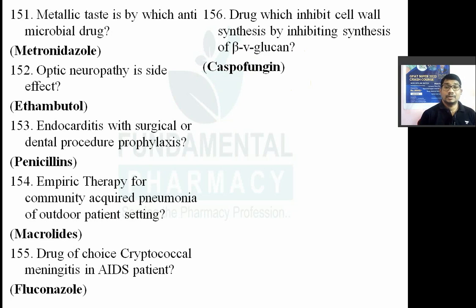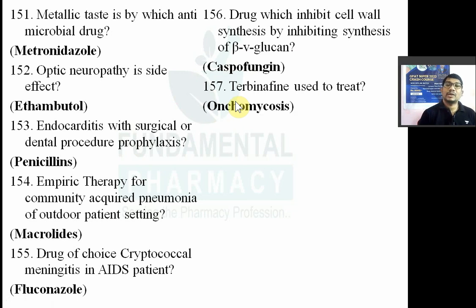Now question number 157. Terbinafine is used to treat. So what is terbinafine? It is again an antifungal agent. It is a squalene epoxidase inhibitor used in the treatment of onychomycosis. Fluconazole inhibits the 14 alpha demethylase enzyme, which is required for conversion of lanosterol to ergosterol. So fluconazole prevents the synthesis of ergosterol in the fungus. Terbinafine is a squalene epoxidase inhibitor, and fluconazole is a 14 alpha demethylase inhibitor, preventing the formation of ergosterol from lanosterol.